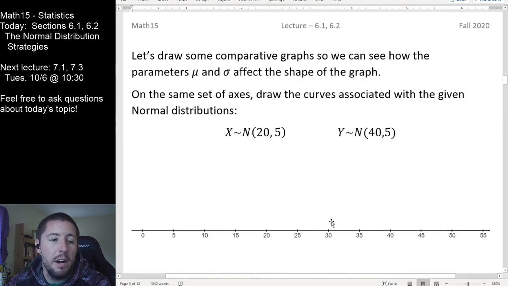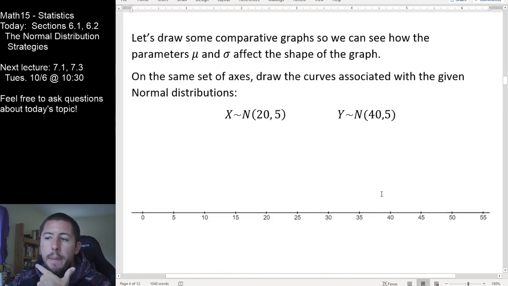So let's draw some comparative graphs. By the way, I forgot, we're going to do this real quick right here to make sure that we see how these things compare to each other. What I'm giving you here is changing our parameters that are defining this normal distribution. So on one single set of axes, I'm going to draw 2 different bell curves so that we can compare the 2 of them.